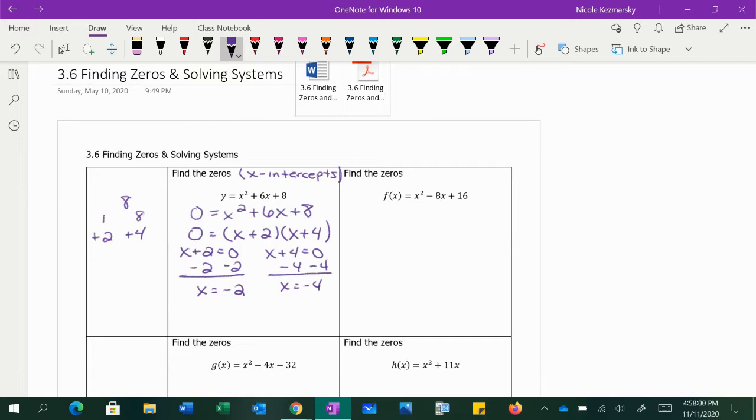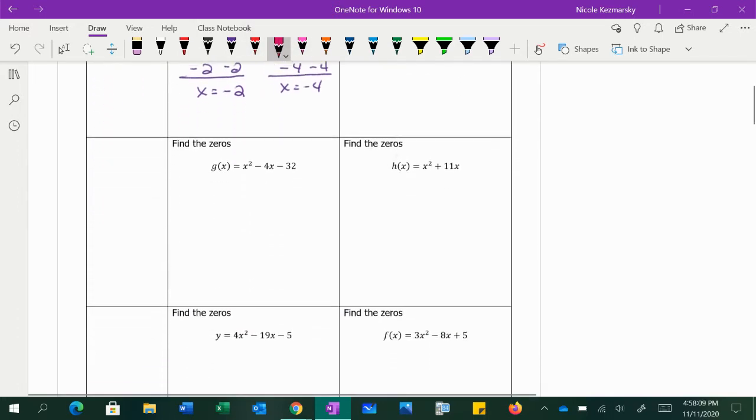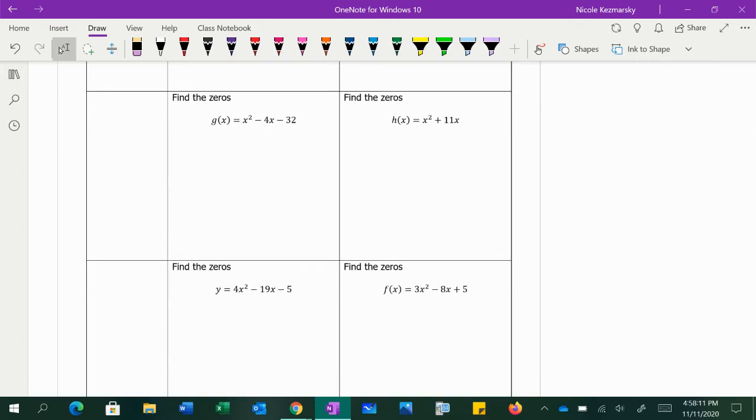So I'm going to skip around a little bit. We're not going to do all of these problems, just like we're doing in class. I'm going to skip to the next row and do the one on the right. So the one on the right is a little bit different. The one on the right only has 2 terms. So at first we think, uh-oh, I'm not sure what to do with this.